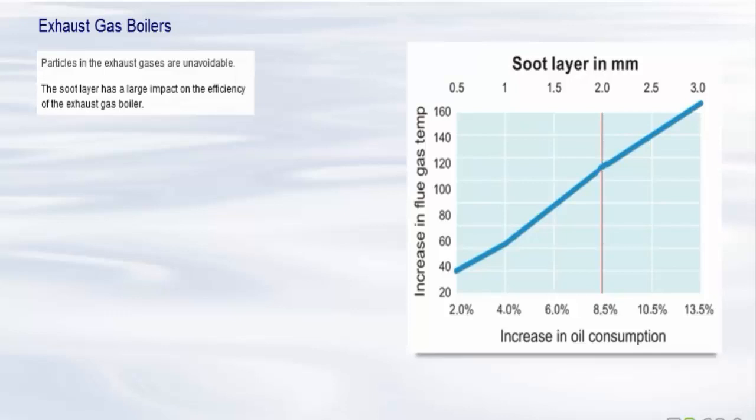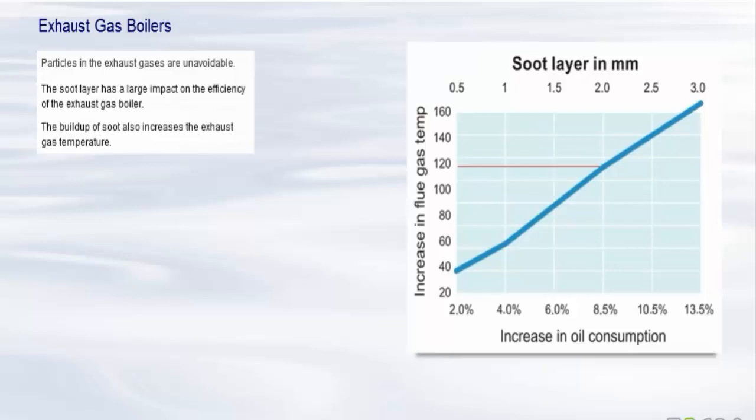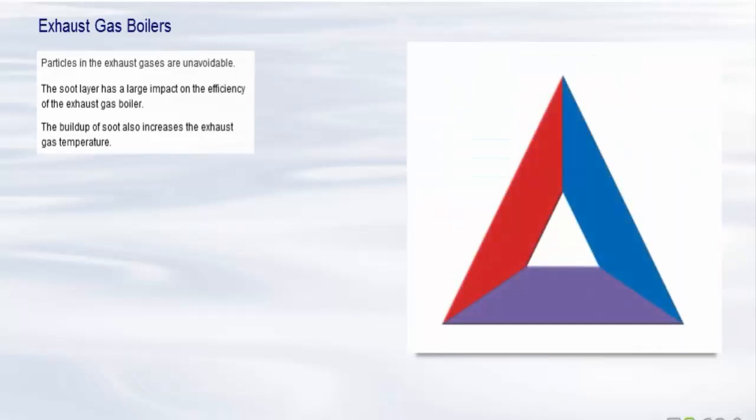This loss in efficiency is not the only risk of building up soot layers. The buildup of soot also increases the exhaust gas temperature, and there is a risk of the soot igniting, starting a fire in the exhaust gas boiler. There is a simple triangle that explains what is needed for a soot fire to be initiated: soot deposits, oxygen, and ignition. All these three parameters need to be present to cause a fire. Thankfully, this happens on rare occasions, but when it happens, it can have catastrophic consequences for the vessel.